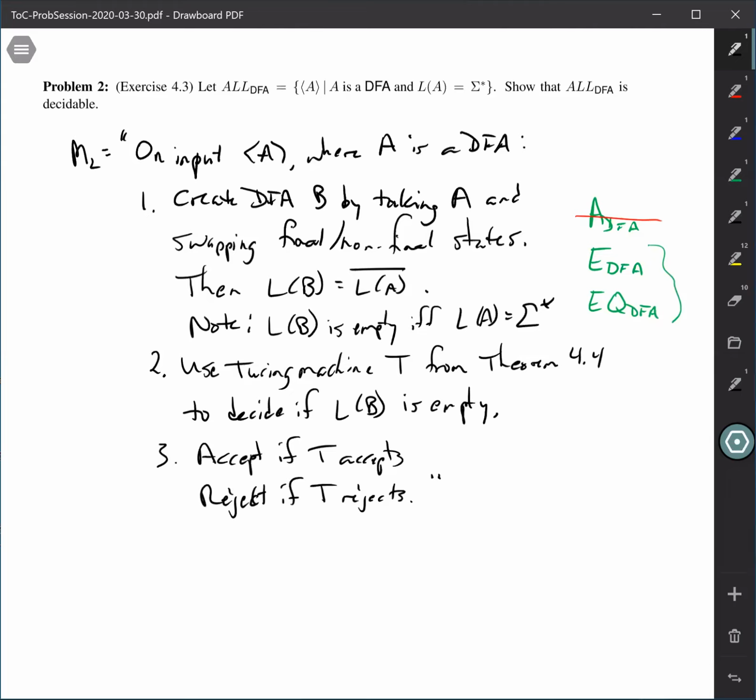And again, the book tends to write explanations outside of the definition of the Turing machine. You'll see that I put little notes in here, kind of like comments in the code, I guess you could think about it, that explain why this works. If those comments are complete enough, then you don't really have to explain outside of this why this Turing machine works. I think from the note that L of B is empty if and only if L of A is the set of all strings, it's clear why this machine M2 decides the language ALL sub DFA.